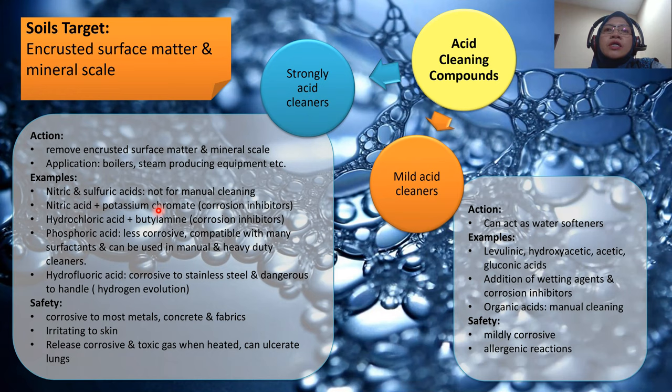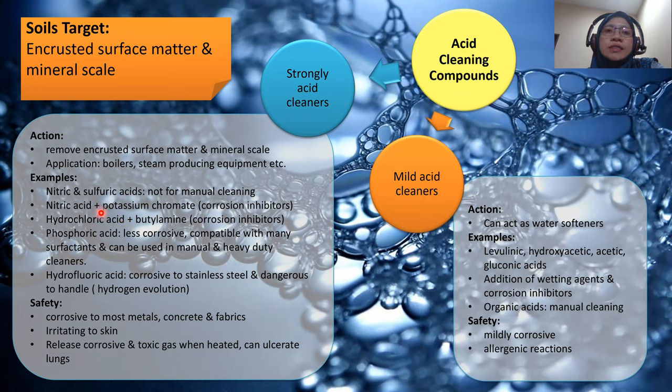Acid cleaning compounds are used to remove encrusted surface matter and mineral scale. Strongly acid cleaners are normally applied to clean boilers, steam producing equipment, and other processing equipment. Examples of strongly acid cleaners are nitric acid and sulfuric acid, which are not suitable for manual cleaning. And normally, corrosion inhibitors are added to strongly acid cleaners.